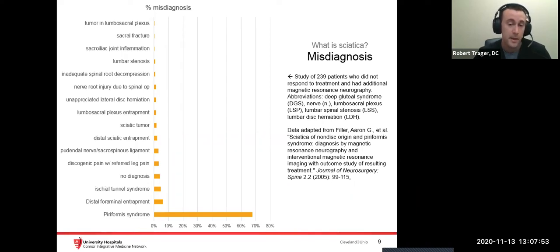But the main message here is that the lower back is, although it's the most common cause of sciatic pain, there's this other kind of neglected category in the gluteal region related to some of the muscles. The other one is ischial tunnel syndrome. And you can see some of the disc-related things, the stenosis. Those are actually very rare to misdiagnose.